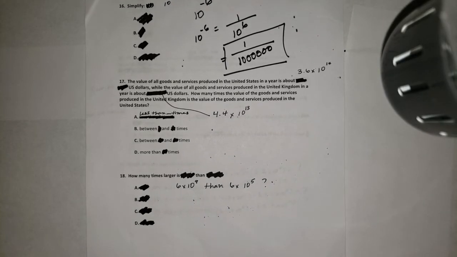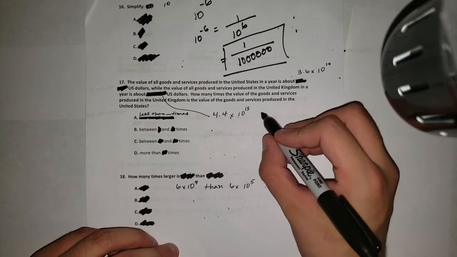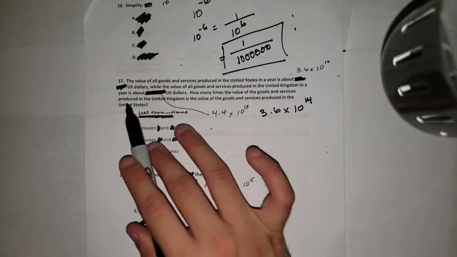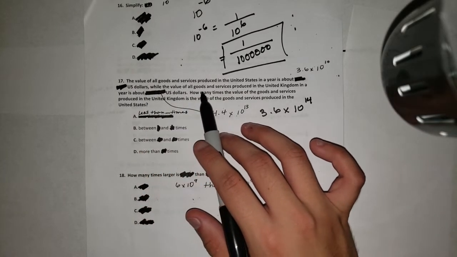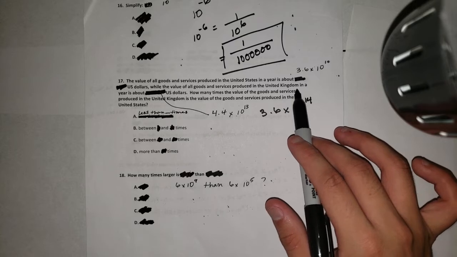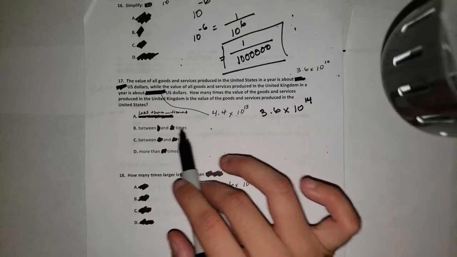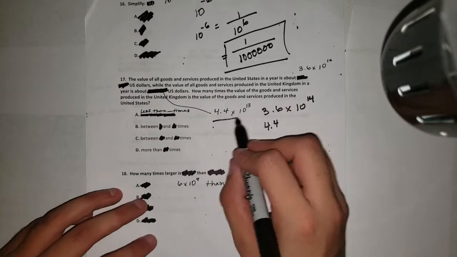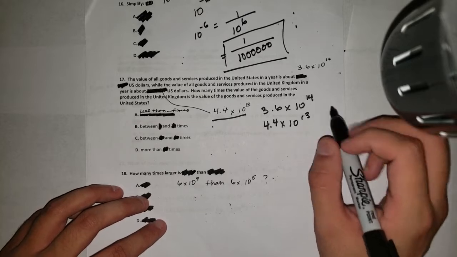This next problem says the value of all goods and services produced in the United States in a year is about 3.6 times 10 to the 14 US dollars, while the value of all goods and services produced in the United Kingdom in a year is about 4.4 times 10 to the 13 US dollars.